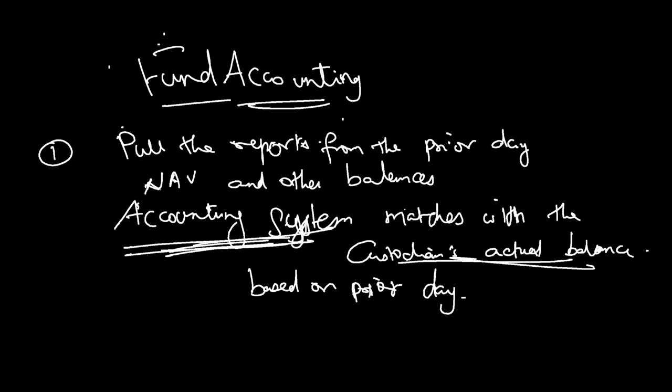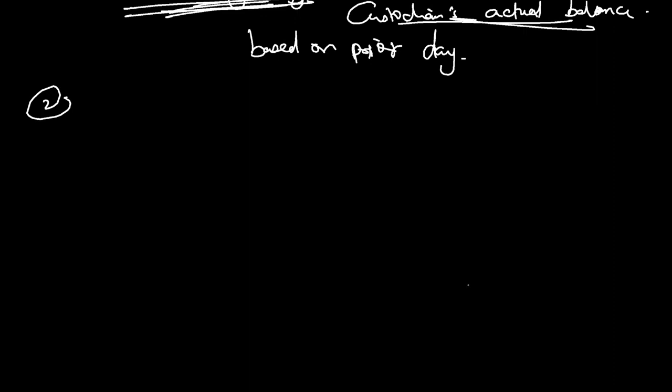NAV stands for net asset value, that is price per unit. So now the real steps begin. Today's activity begins. The first step, after we begin the activity, is to prepare cash availability for the current day.